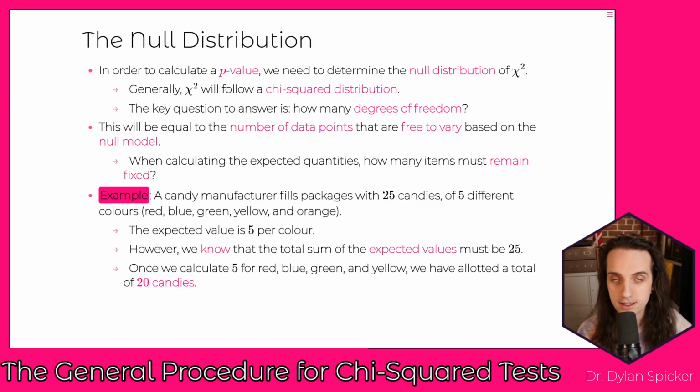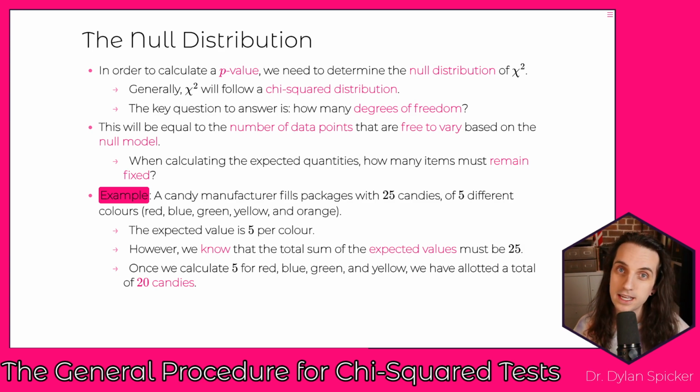And so even if it had been different numbers for each of those categories, that last value is always going to be constrained because we need to sum to 25. In other words, if you want to take 5 numbers and you know that they have to sum up to 25, you can pick the first 4 to be whatever you want them to be.